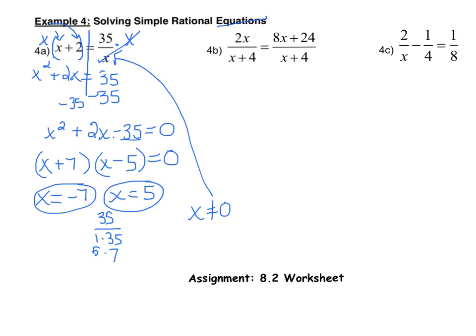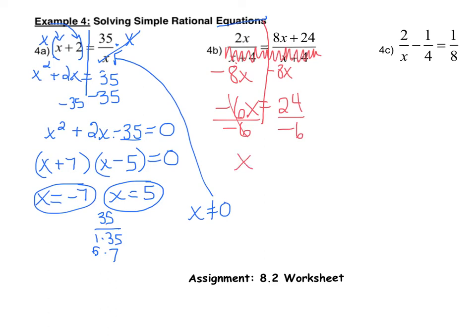When we go to do problem 4b, I noticed something very interesting. I noticed that there's an x plus 4 on this side and an x plus 4 on that side. Since they're both being divided by x plus 4, why don't we just forget about dividing them both by x plus 4 and just deal with the top? So let's do that. Let's get these 8x's over on the other side with those 2x's. So 2 minus 8 is negative 6x. That equals 24. And when you divide both sides by negative 6, you get negative 4.